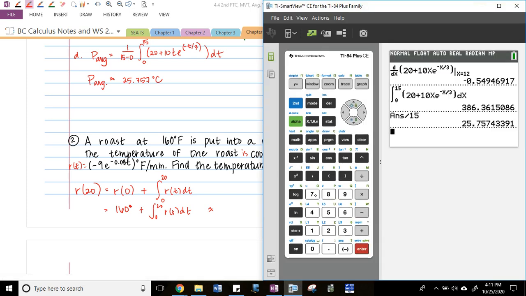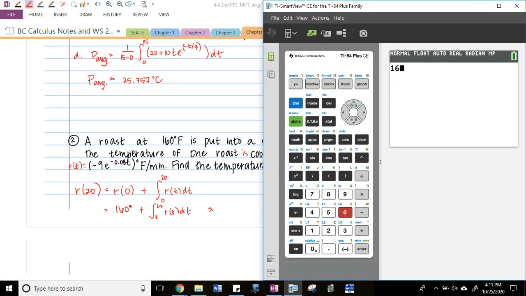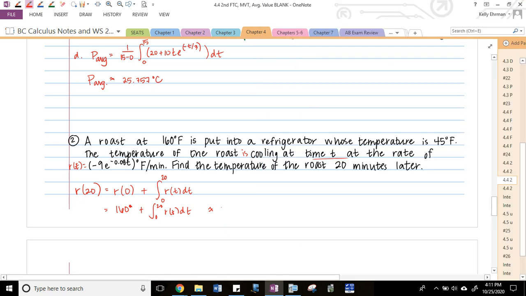So R of 20 is something. Let's see, 160 plus the integral from 0 to 20 of negative 9 e to the negative 0.08x dx. So 70.213. And the label on that is degrees Fahrenheit.